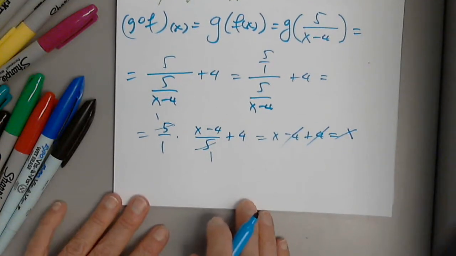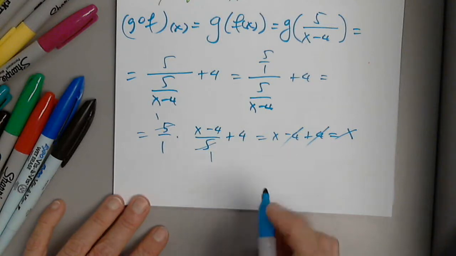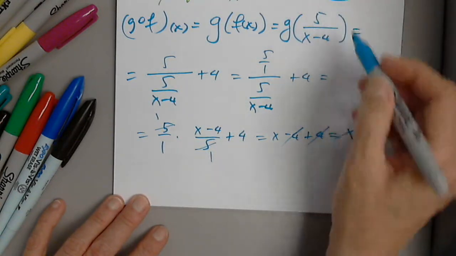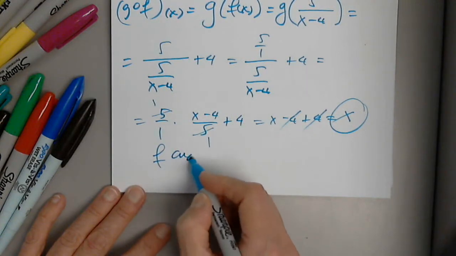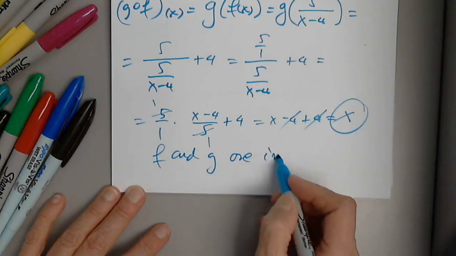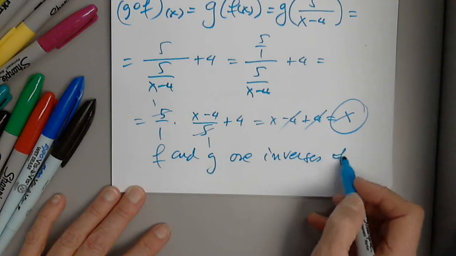What do I conclude about f and g? Yes, because this is x and this is x, f and g are inverses of each other.